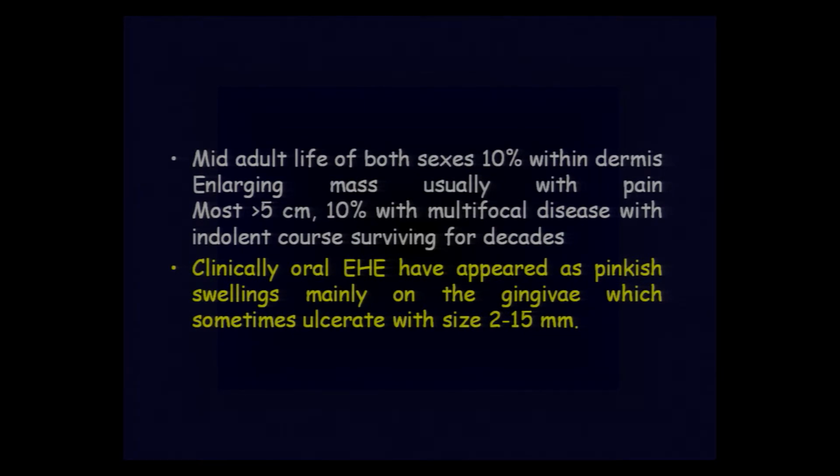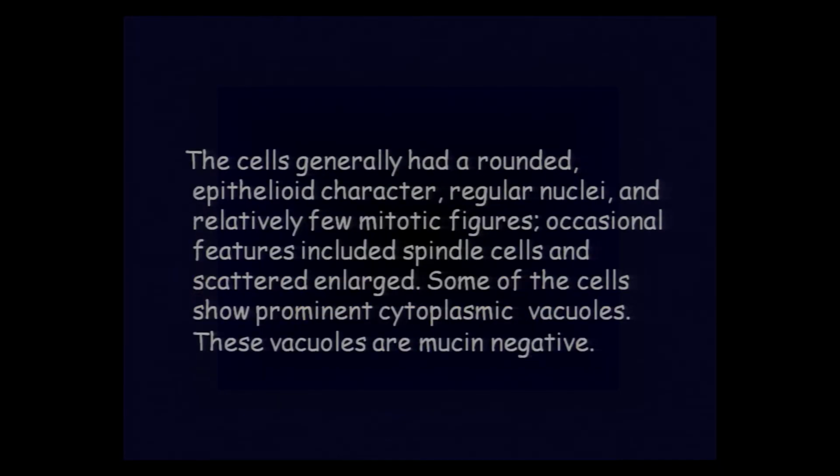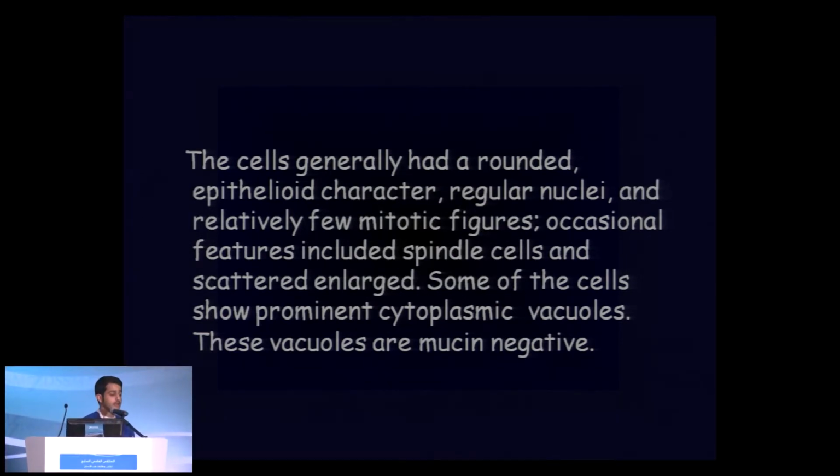Clinically, oral EHE appears as pinkish swellings, mainly on the gingiva, which are sometimes ulcerated, with size 2 to 15 millimeters. The cells generally have a rounded epithelioid character, regular nuclei, and relatively few mitotic figures. Occasional features include spindle cells and scattered enlarged cells. Some of the cells show prominent cytoplasmic vacuoles. The vacuoles are mucicarmine negative.